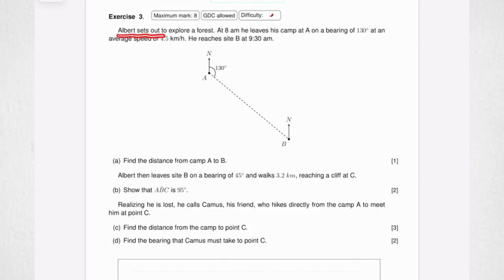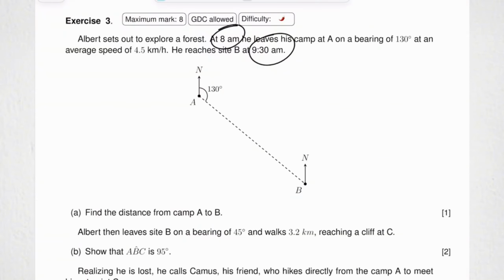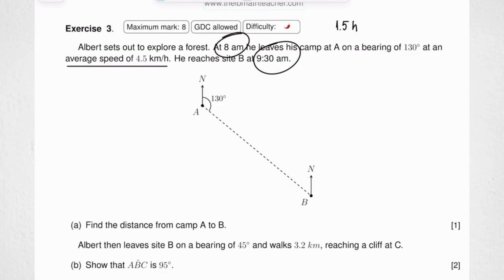All right, so on to a bearings question, which is a hot topic in the IB math scene. Albert sets out to explore a forest. At 8 a.m. he leaves his camp at A, so he starts right here and walks on a bearing of 130 degrees at an average speed of 4.5 kilometers per hour. He reaches site B at 9:30, which means that he hiked for 1.5 hours. If the average speed is 4.5, that means that the distance traveled, which I'm going to call AB, was 6.75 kilometers. So that's it for question A.